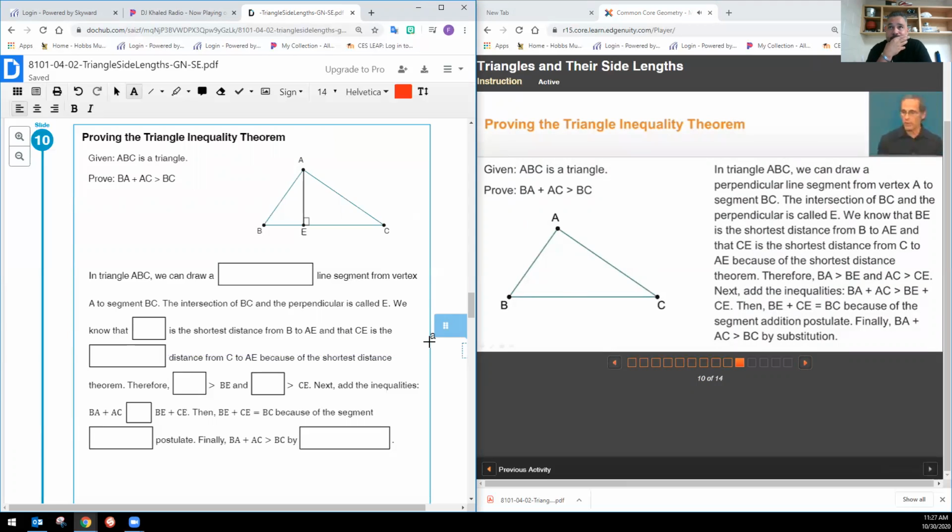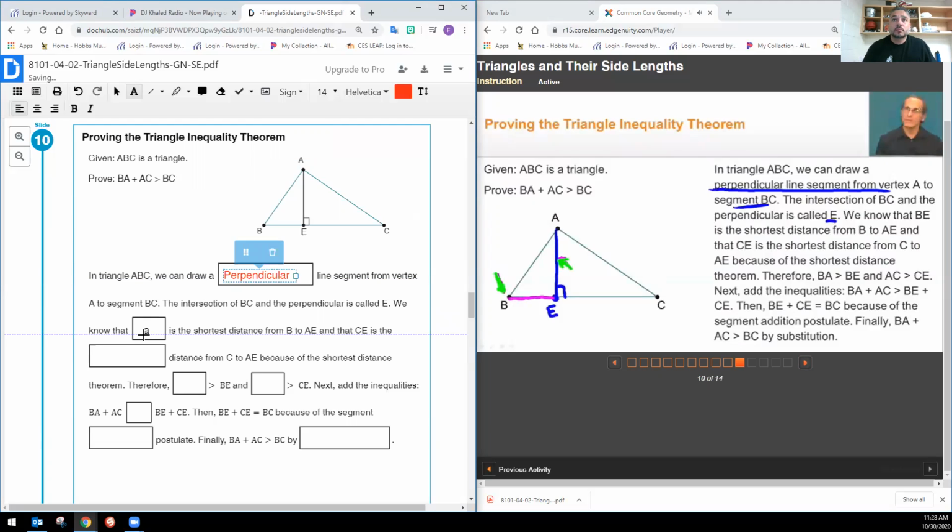Well, the very first thing I'm going to do is draw a perpendicular line segment from vertex A to segment BC. Ours already has it. There's my perpendicular line segment, and I'm going to label its intersection E. Perpendicular also gives the right triangle. Now, what we know quite specifically is that if I go through point B to line segment AE, the shortest possible distance will be that line that connects the point to the line segment with the perpendicular line segment. Well, that means BE is the shortest line segment that goes from B to AE.